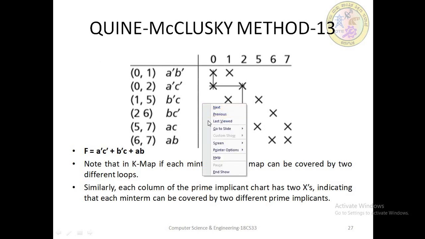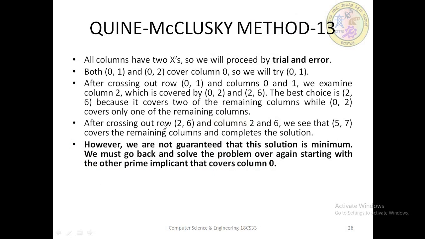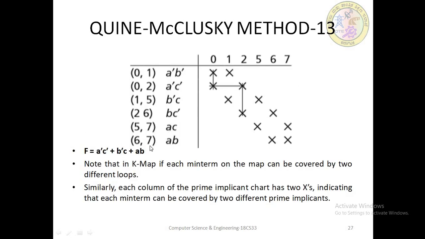Okay, all the columns have two x's, so that will proceed by trial and error, both zeros and one have come. Okay, try 0 after crossing row 1 and 2, best choice is 2 6. The previous, whatever we have seen, the same thing has been explained here. Okay, and here you can see.